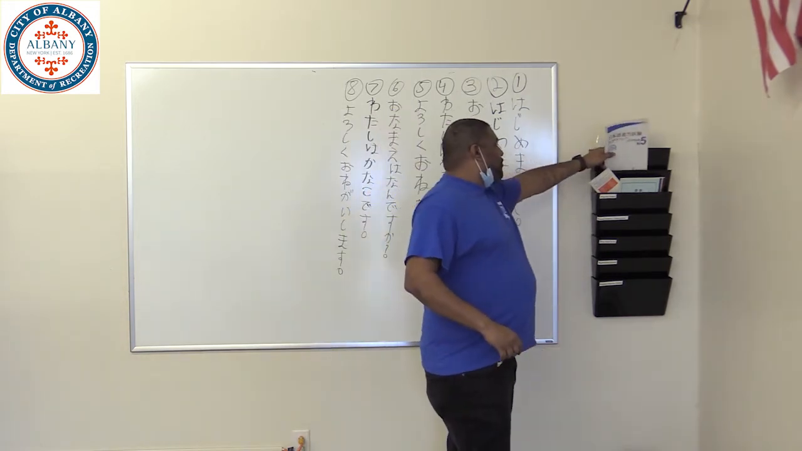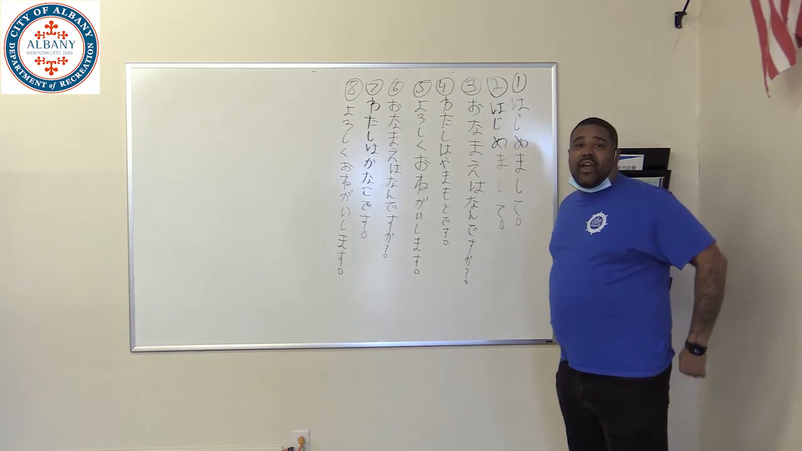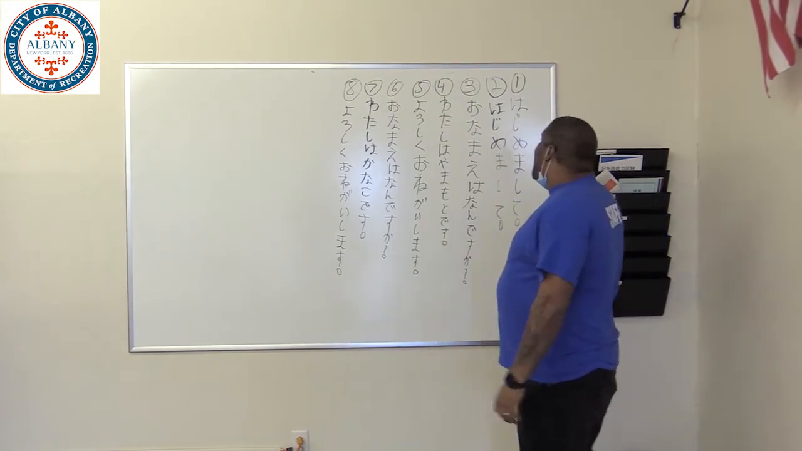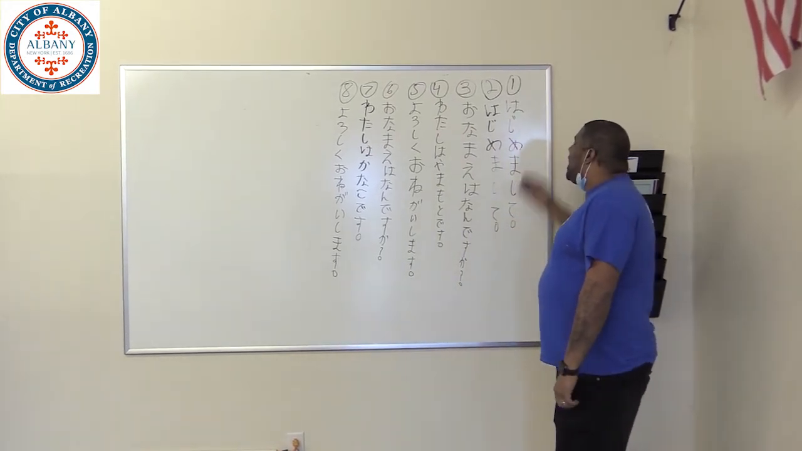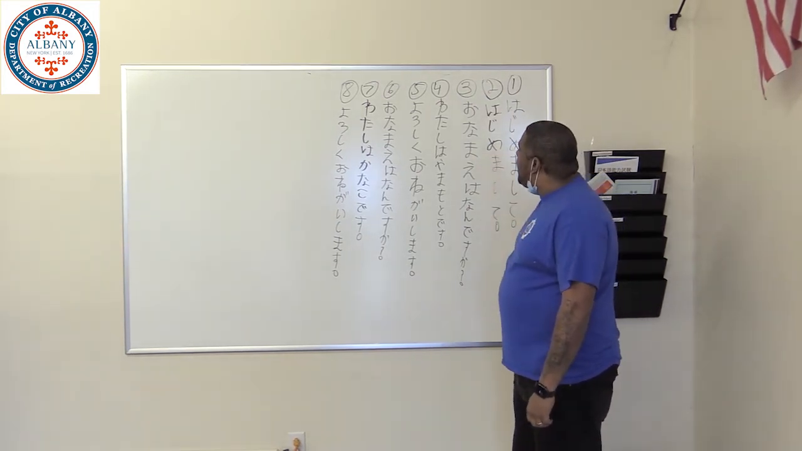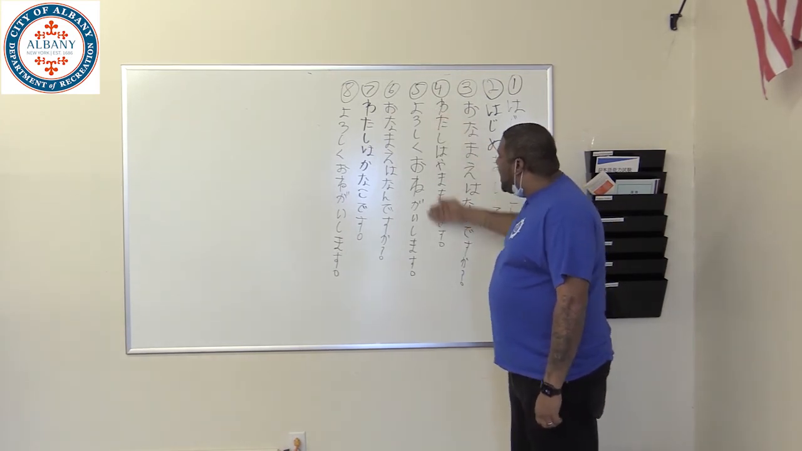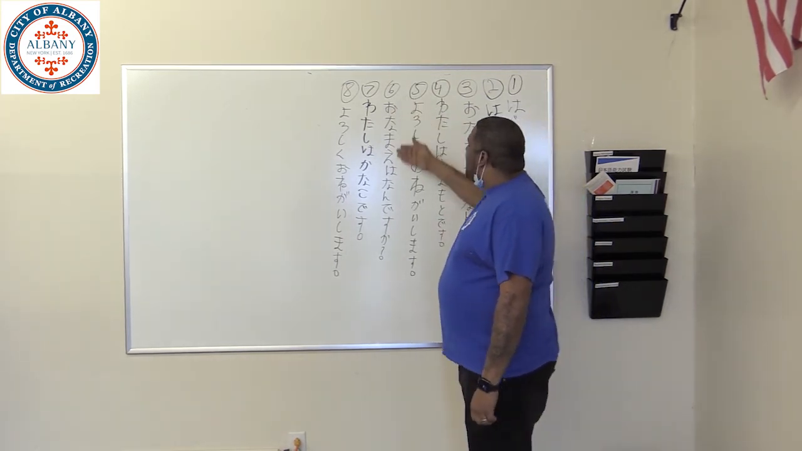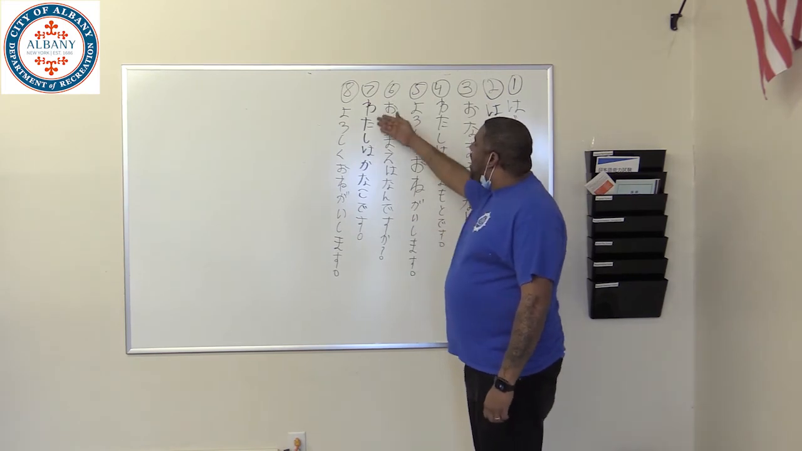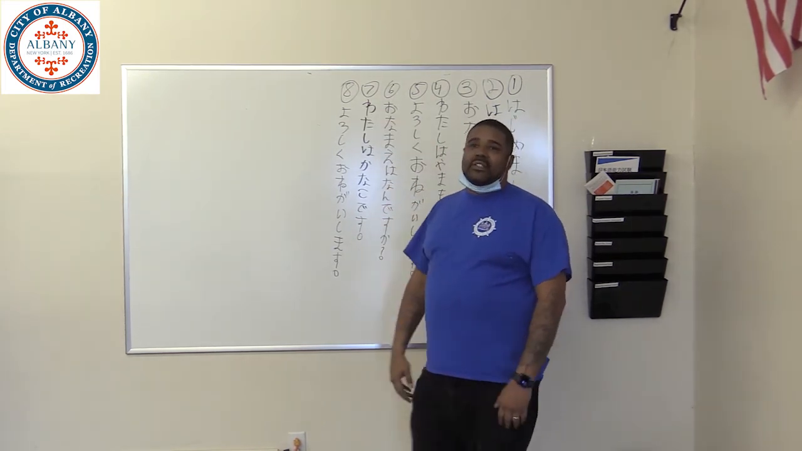So right now we're going to end it with another reading of what we said so you can get comfortable with it. Okay, hajimemashite, hajimemashite. Onamae wa nan desu ka? Watashi wa Yamamoto desu. Yoroshiku onegai shimasu. Onamae wa nan desu ka? Watashi wa Kanako desu. Yoroshiku onegai shimasu.